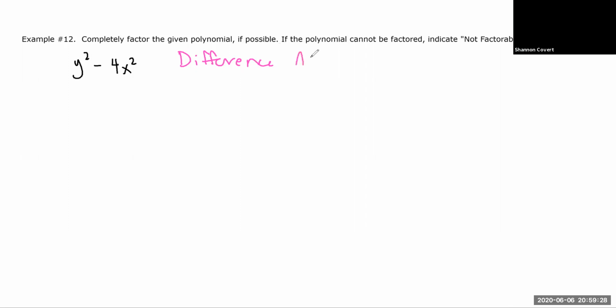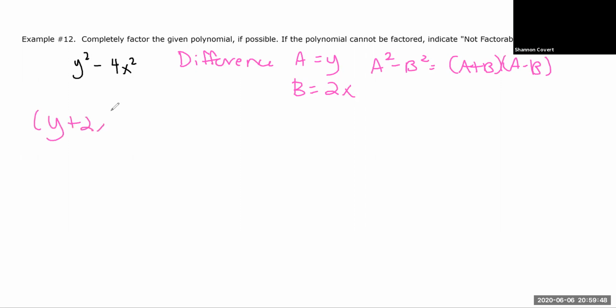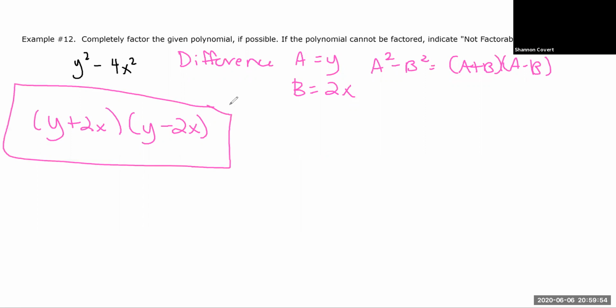So my a is y, and my b is 2x. So remember the formula, a squared minus b squared is equal to a plus b times a minus b. So for this problem, that's y plus 2x, y minus 2x. And you box that one in. Okay, just 3 more examples.